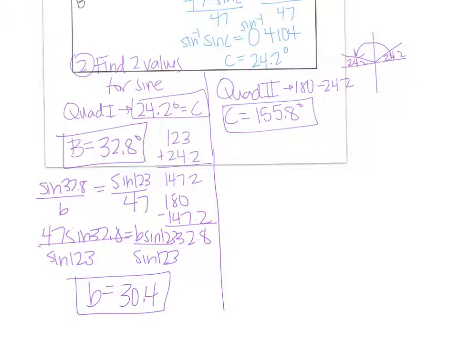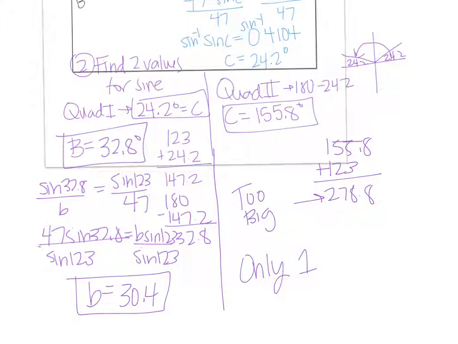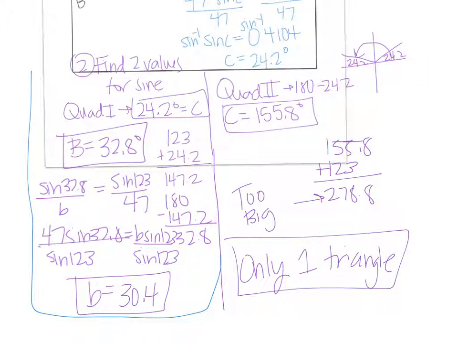So again, the first thing you'd want to find is b, but watch what happens right away. I would add the 155.8 plus the 123 they gave me, and that's way too big. That's 278.8. That's too big for a triangle. So this is too big to find the last angle, which means there's only one triangle for this one. The second triangle doesn't work out. So this is a one triangle problem, and everything I found on the left side there is an answer. This whole section here is all the answers. Big C, big B, little b. Those are your answers. Alright, let's try another situation.